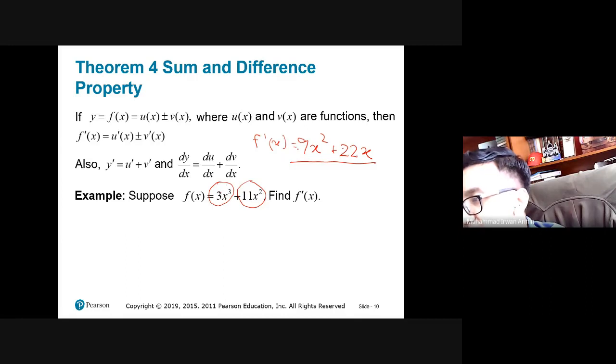So this becomes 3 multiplied by 3, 9x squared. 11 multiplied by 2 gives us 22x.